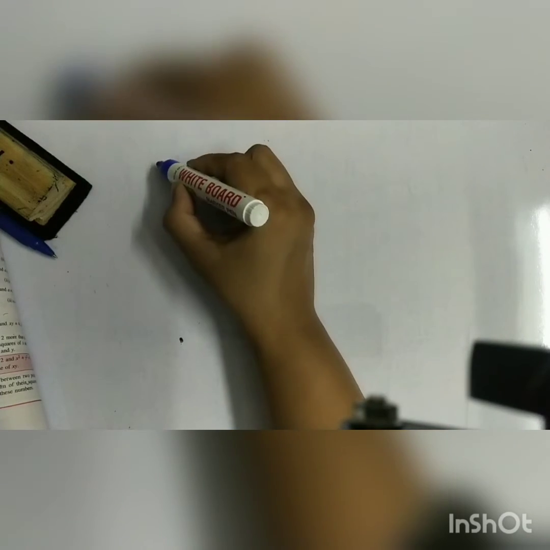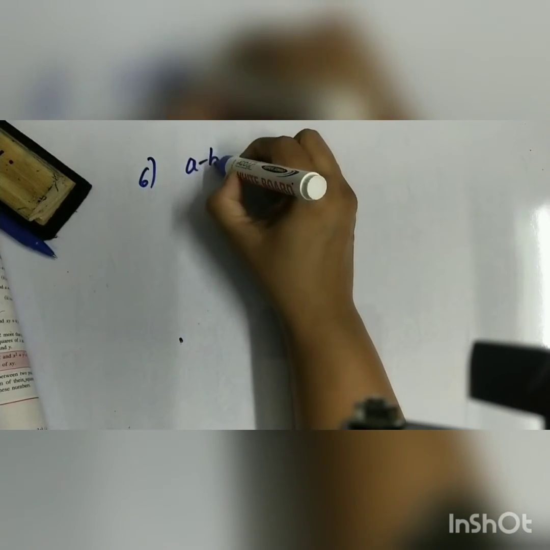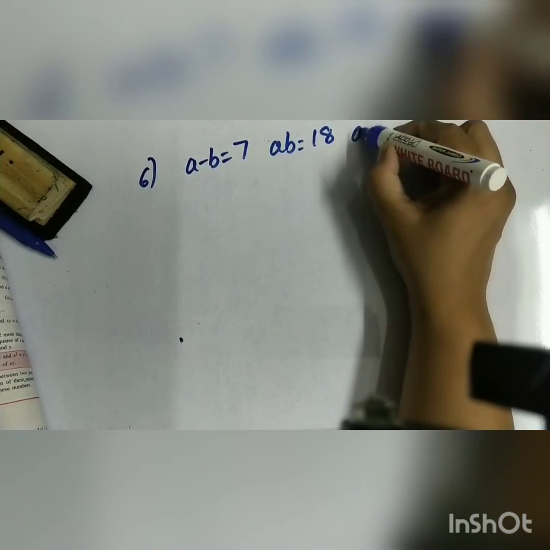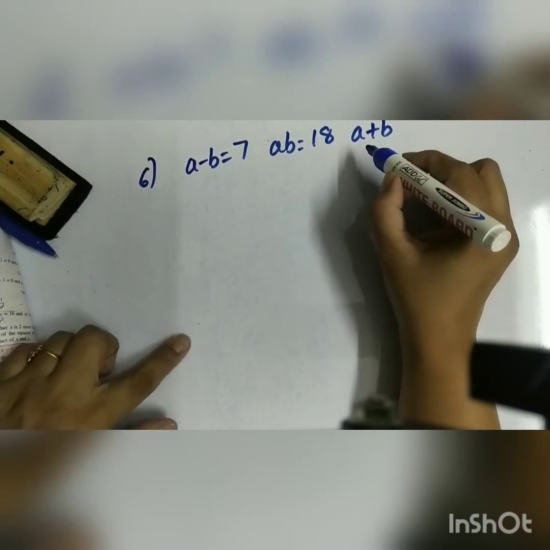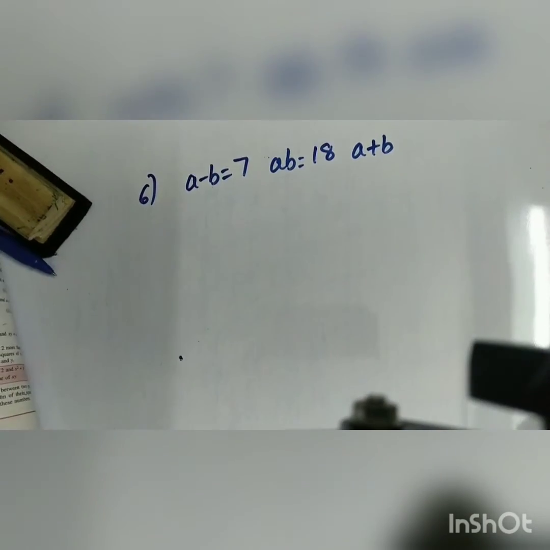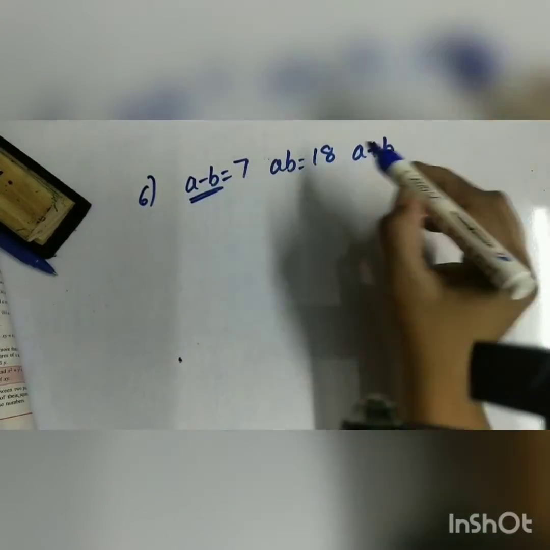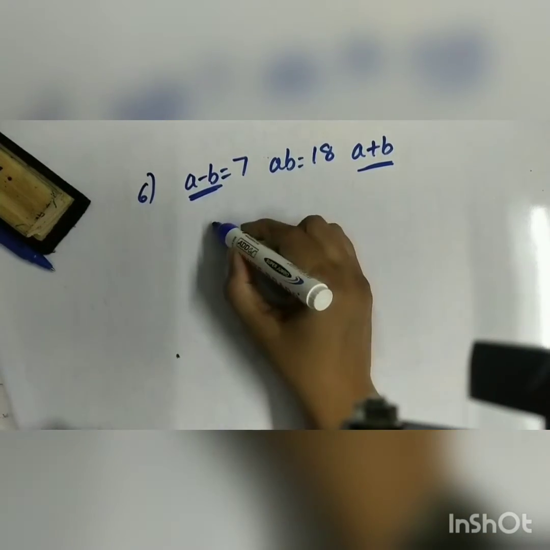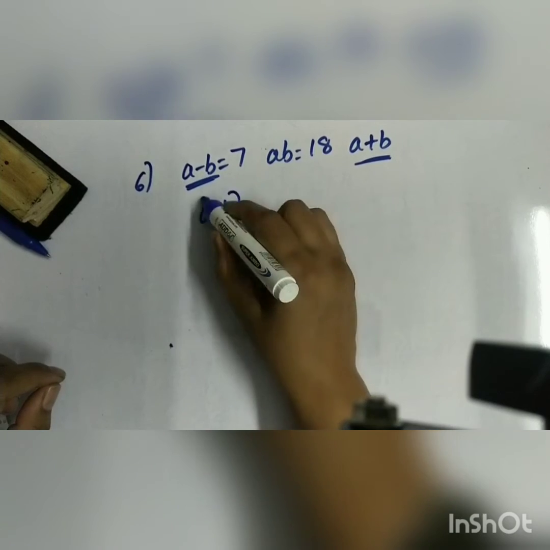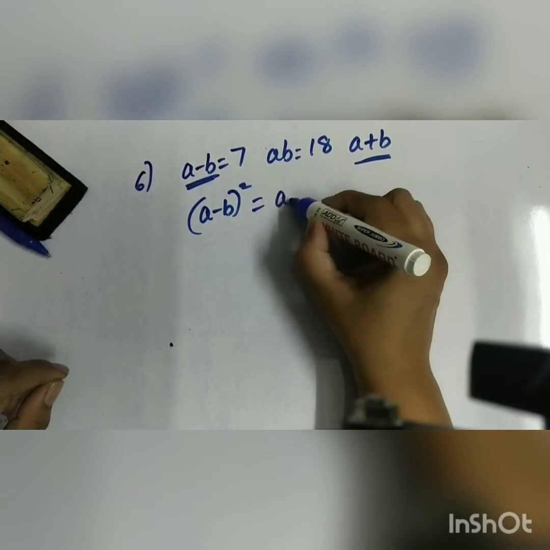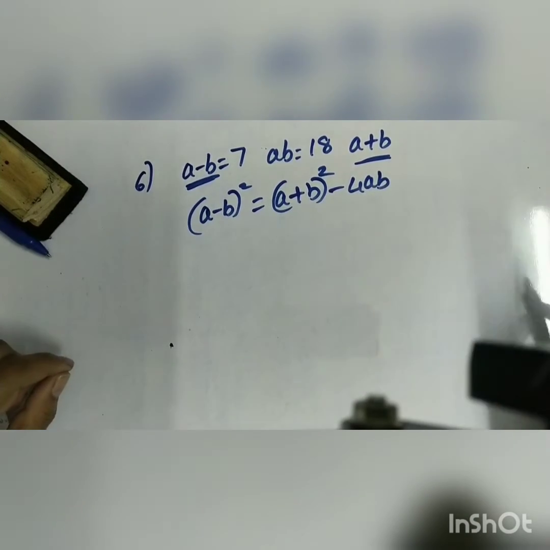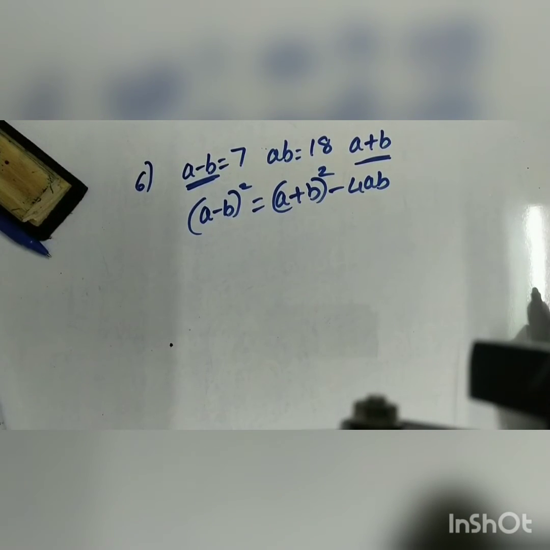The sixth main now. Sixth main question is, if A minus B is given as 7, AB is given as 18, find A plus B. So as I discussed in the last question, similar question, when A minus B is given and the opposite we are supposed to find, A plus B, there is a certain formula, that is A minus B whole square is equal to A plus B whole square minus 4AB. This is the formula for this kind of problems.